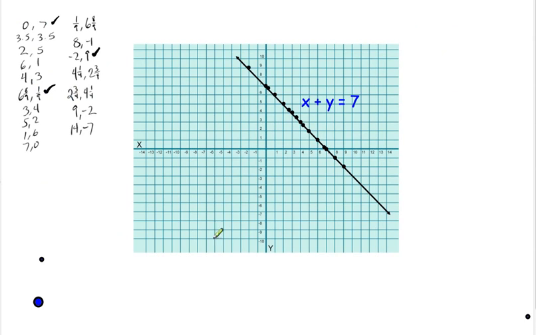And hey, what do you know? Look at this. 0, 7. We know that's on the line because it's one of the points. And 7, 0. There we go. Easy stuff. Let's try it with another equation.